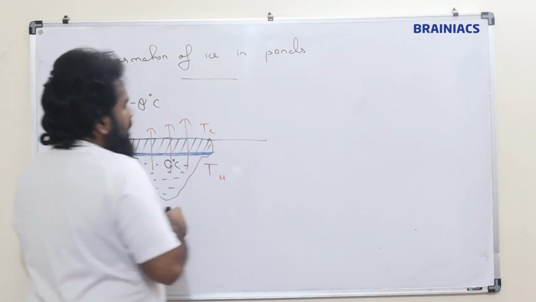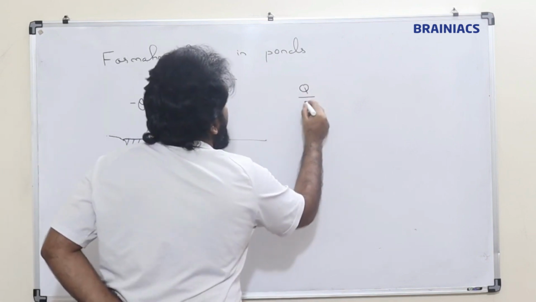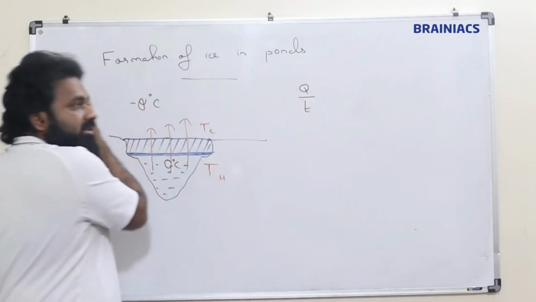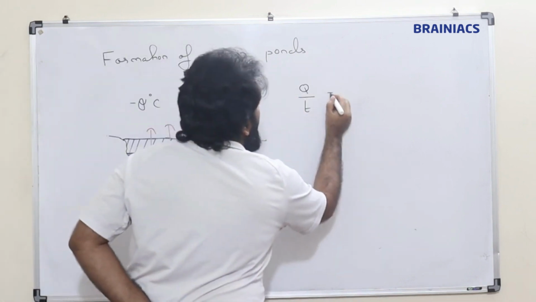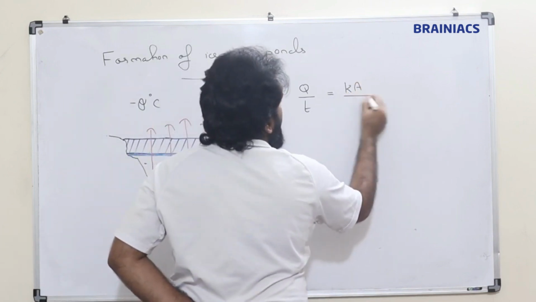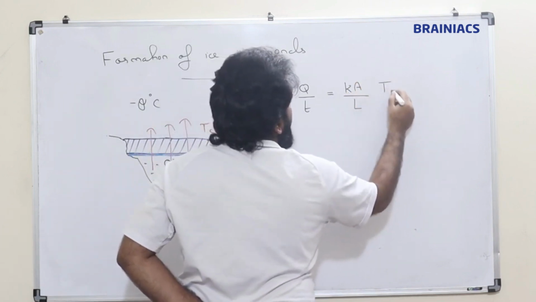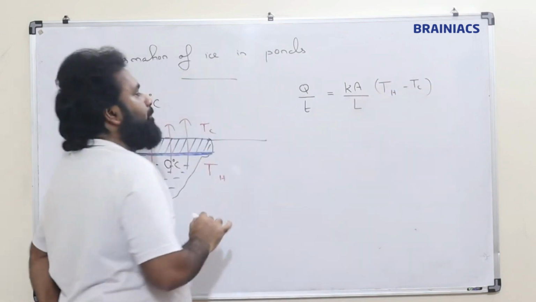So let us see, what is heat current? Q by T is equal to KA divided by L times TH minus TC. This is the formula.